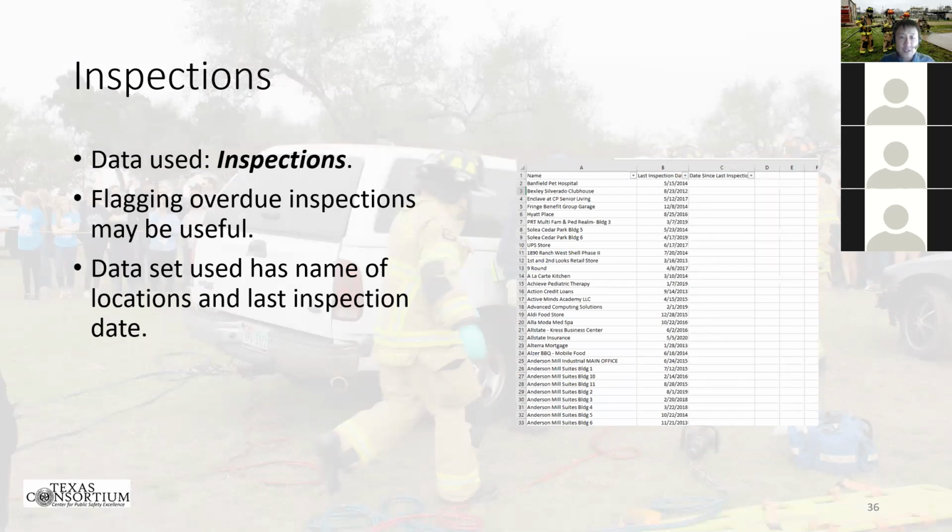Next up is inspections. Flagging overdue inspections may be useful. I did this in my previous post. It's like, how do we organize from our database what should be our priority inspections? The dataset has names of actual locations, and the inspection dates are actually random here.